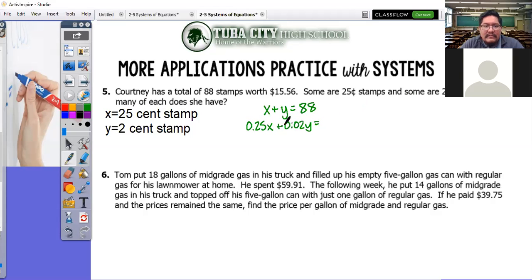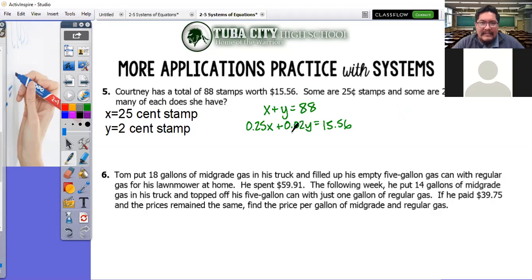Now this is counting the value. If I have 4 of these stamps, that'd be a dollar. If I had 4 of these stamps, it would be 8 cents. So in this case, now we're talking about the value. So this would be 15.56. Again, that one's a bit of a tough one to set up because the wording is kind of all over the place, and it doesn't say anything about this one here. We had to kind of think this one through on the top one.